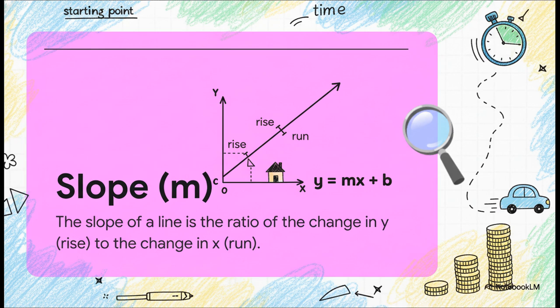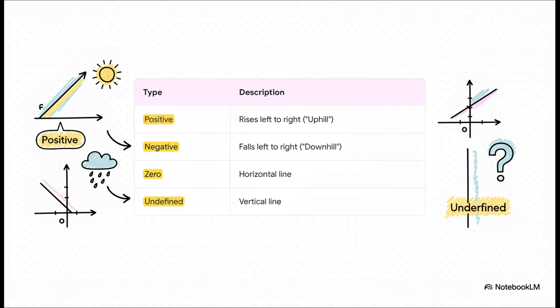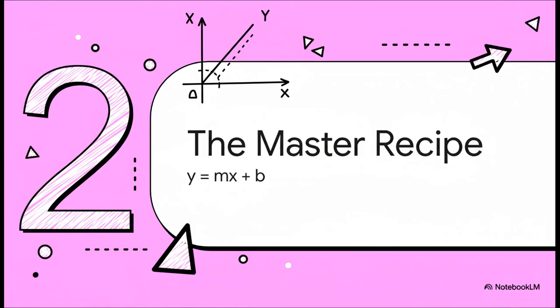Simple as that. And what's really cool is that the slope's direction tells you the whole vibe of the story instantly. If it's a positive slope, we're climbing uphill. Think growth, like our taxi fare getting bigger. If it's negative, we're heading downhill. Something's decreasing, like your phone battery draining. A zero slope, that's a flat line. Nothing's changing. Total stability. And that crazy vertical line, an undefined slope, that's like an infinite, impossible change all at once.